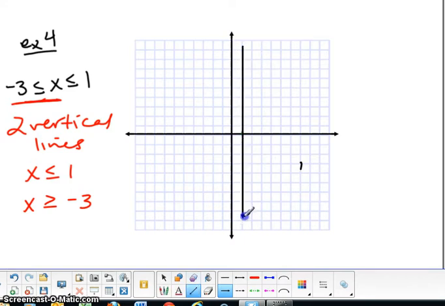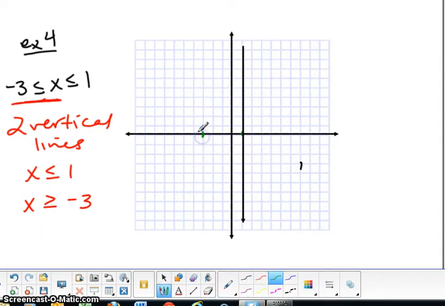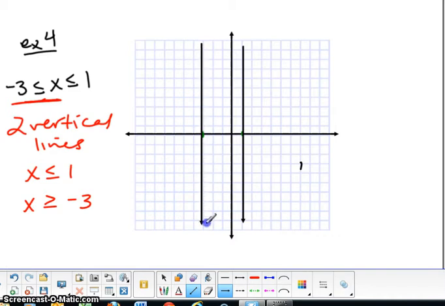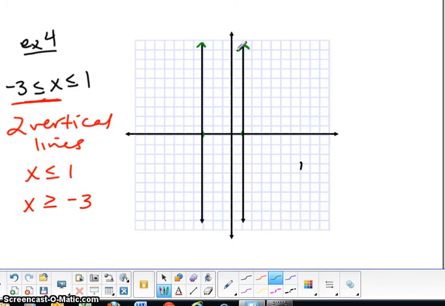So there's vertical line number 1, and then it's also a vertical line going through a negative 3, and right here is negative 3, and a vertical line would look something like this. Again, arrows going from both ends, so this goes on forever and this goes on forever. Solid line because it's equal to.